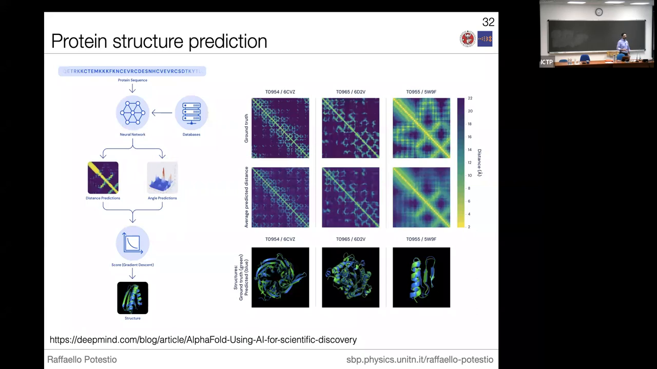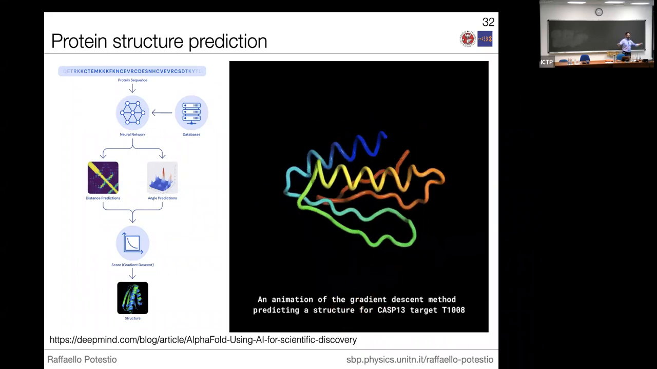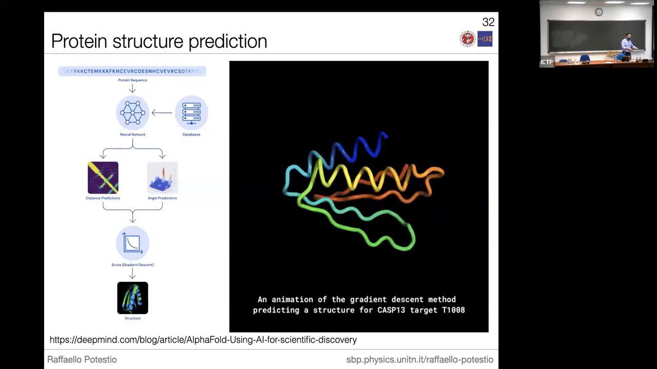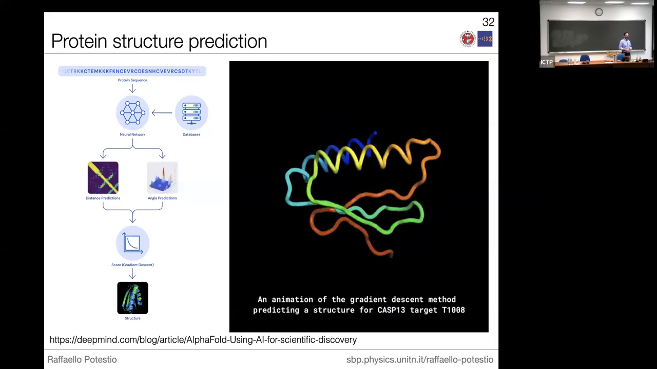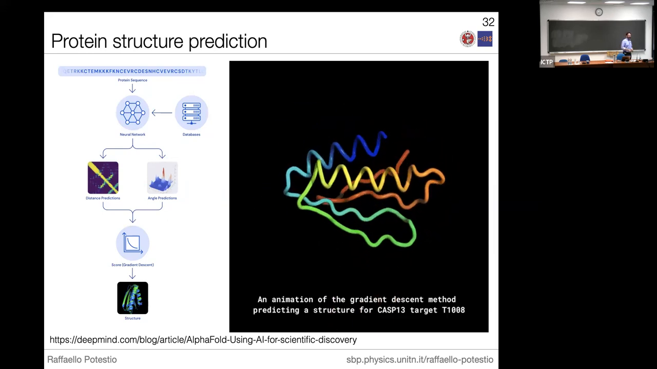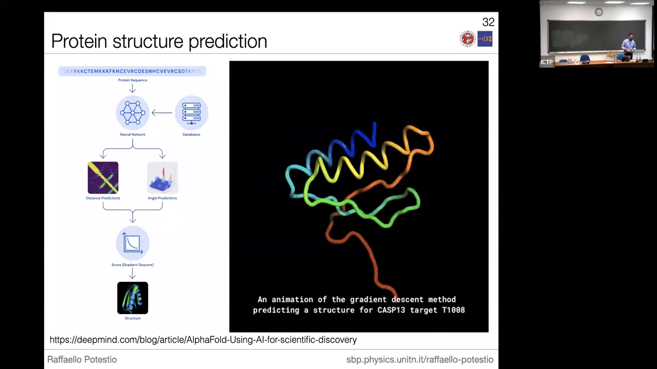This is essentially a matrix that tells you what is the probability of having two amino acids, two atoms, in a certain proximity in the native structure. This can be used as a bias for a steered molecular dynamic simulation in which you let the protein collapse so as to minimize the distances according to the matrix that has been produced by AlphaFold. And this is what you get. You start from a certain conformation, and in a sort of steepest descent manner, you get pulled toward the minimum of the deviation between the instantaneous contact map and the one that you need to have in order to be compliant with the result of AlphaFold.